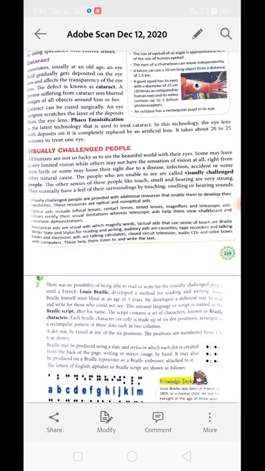Okay, non-optical aids include visual aids which magnify words. Tactual aids that use the sense of touch are the braille, writing slate and stylus for reading and writing. Okay, auditory aids are cassettes, tape recorders and talking books. Electronic aids are talking calculators, closed circuit television, audio systems, and voice boxes with computers. These help them to listen to and write the text.